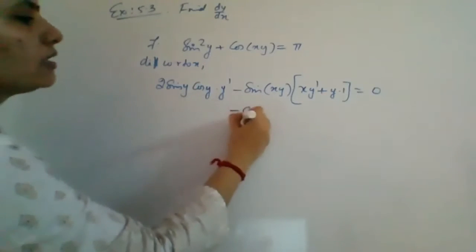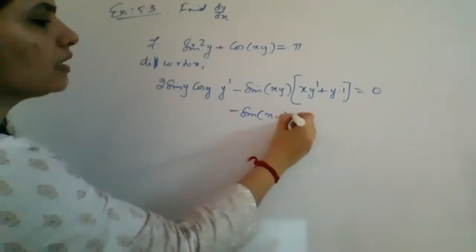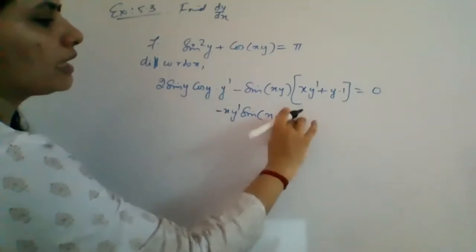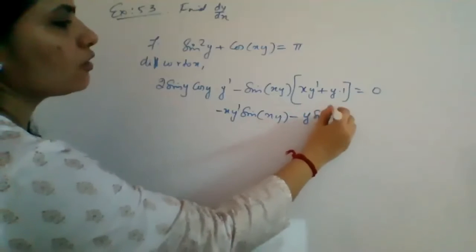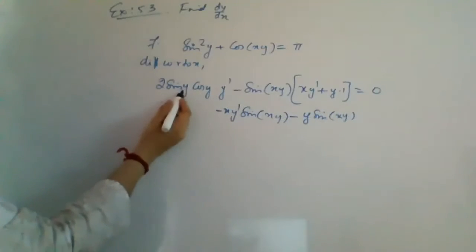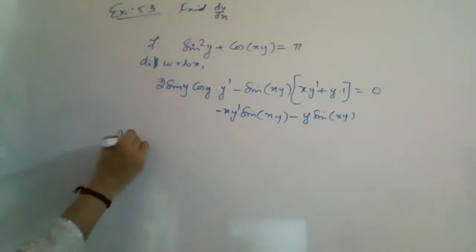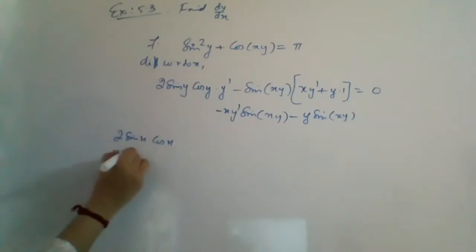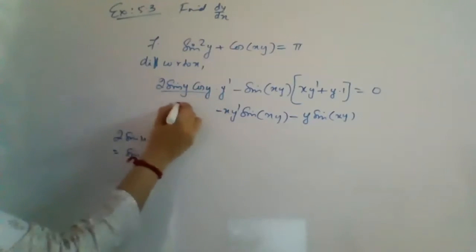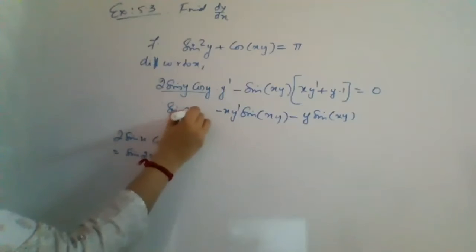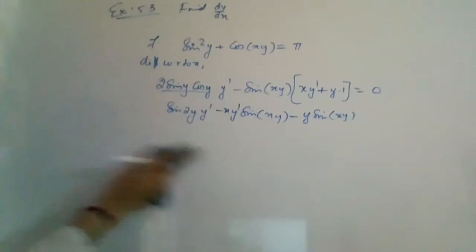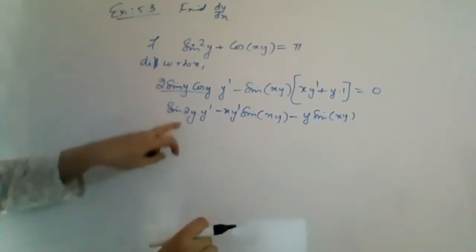Now how many terms do you have? Here you have minus sine xy into x into y dash minus y sine of xy, and here you have 2 sine y cos y. What is 2 sine x cos x? It is sine 2x. So here also you can write, combining all the three, as sine 2y into y dash. Not compulsory, but since you know the property, you can use it also.